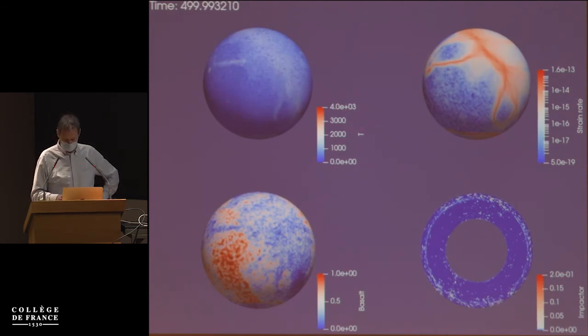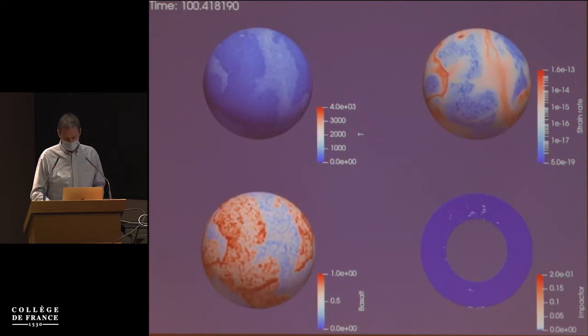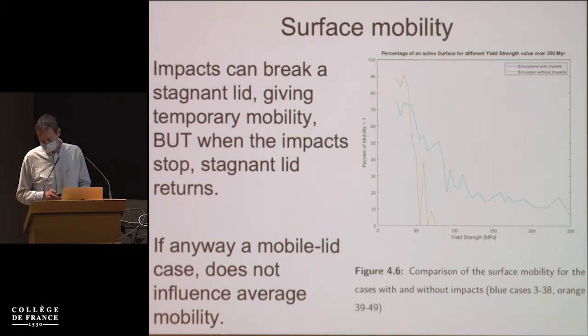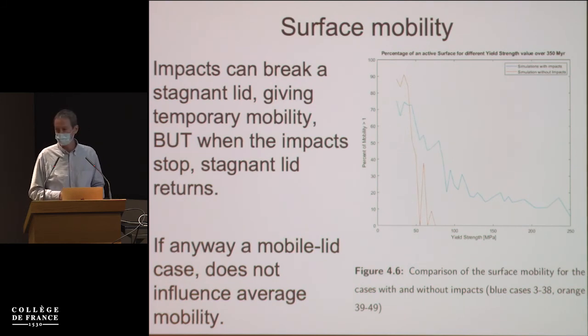Another point here is that after the impacts die out, the planet goes back to being a stagnant lid. So it's not that the Earth was just waiting for some kick to start plate tectonics. It's getting plenty of kicks here, but plate tectonics doesn't survive after the impacts have stopped. But, of course, this depends on the assumed value of yield stress. Impact can certainly break a stagnant lid, giving temporary mobility and subduction, but when the impacts stop, a stagnant lid returns if the system wants to be stagnant lid. So you can't just force plate tectonics this way. But if it's anyway mobile lid behavior, then these impacts don't make that much difference to the averaged dynamics.